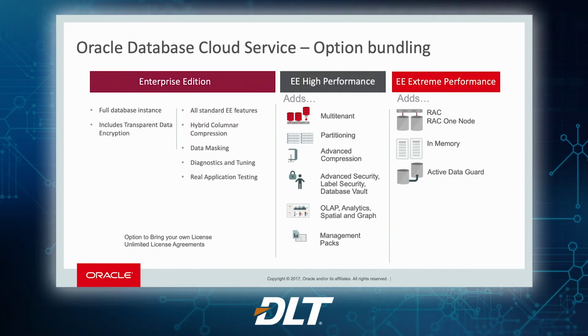Partitioning for managing very large databases, compression, and of course advanced security, label security, database vault, so row-level security in the database enforced by labels, database vault, which allows us separation of duties, which is so important for information assurance. And then on the extreme performance side, that's where we get to RAC, we get to in-memory technology and Data Guard instances that can be open for read, so we can offload our reporting. And again, remember the Cloud Console I just showed you. It's a matter of a few clicks, and you create those types of databases.